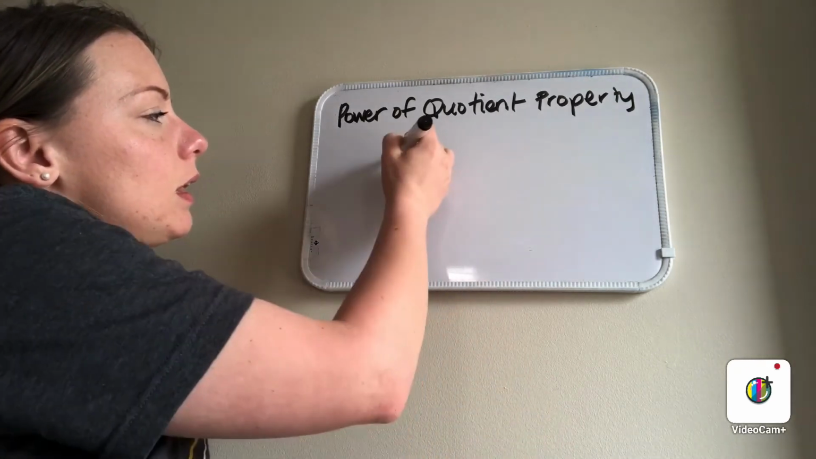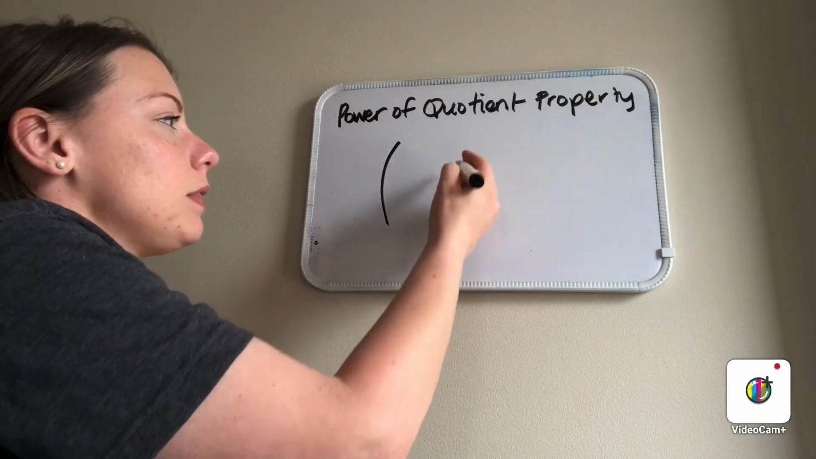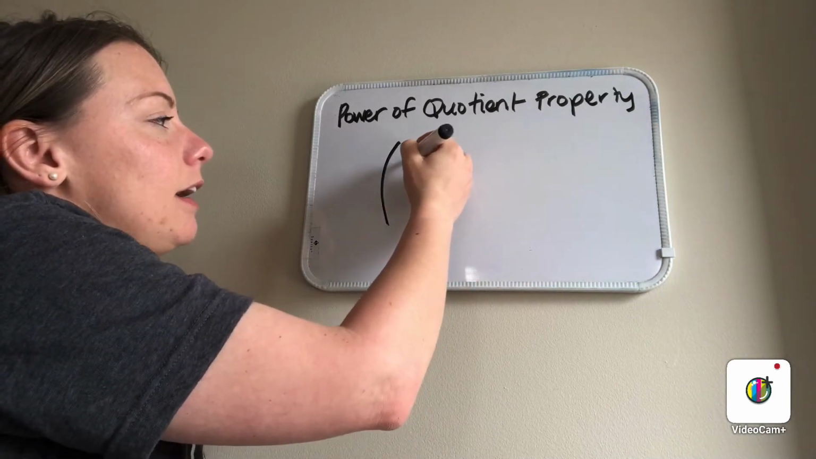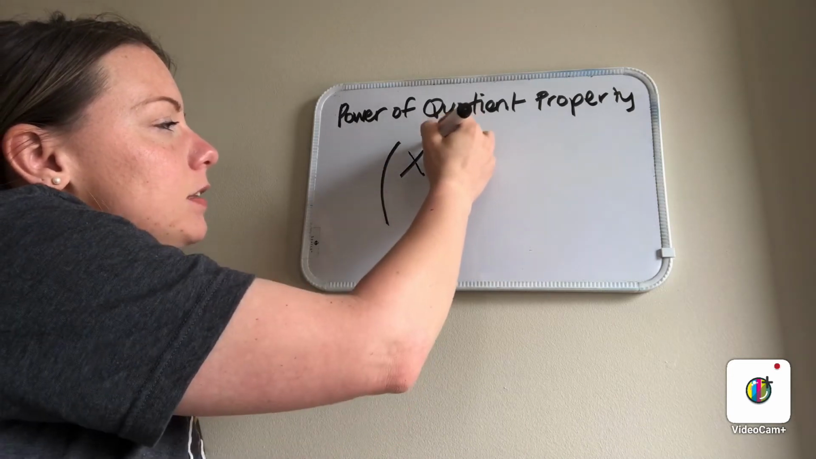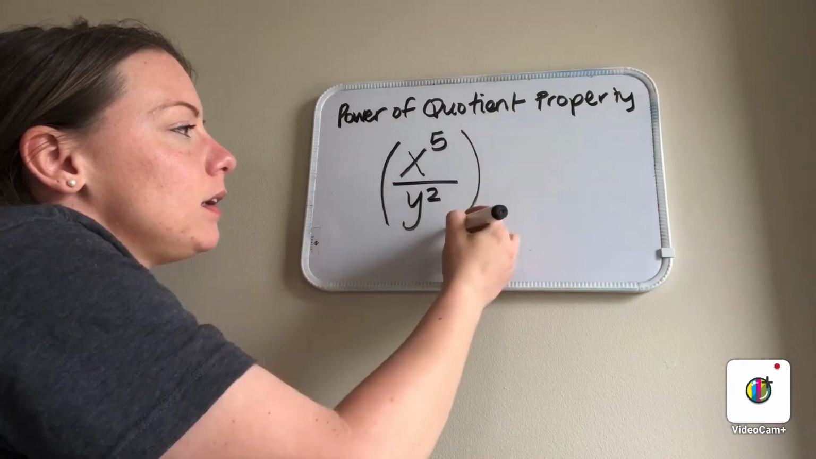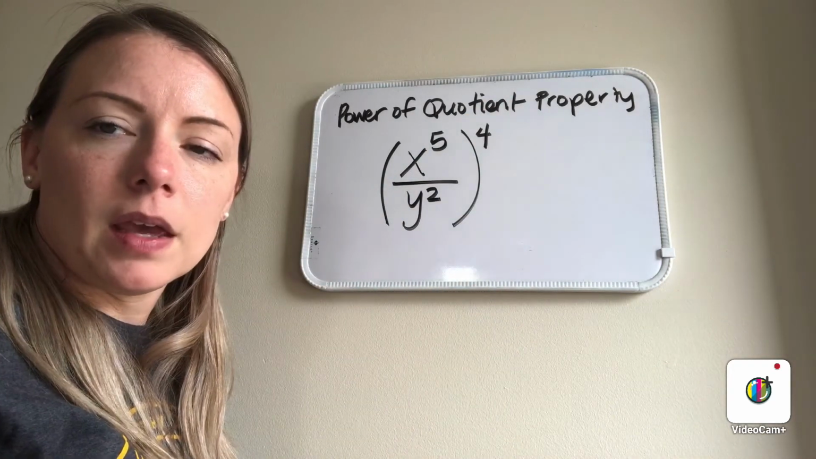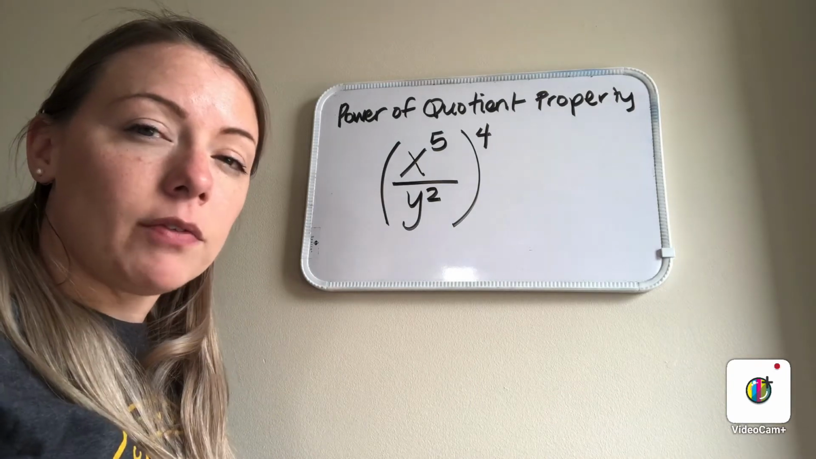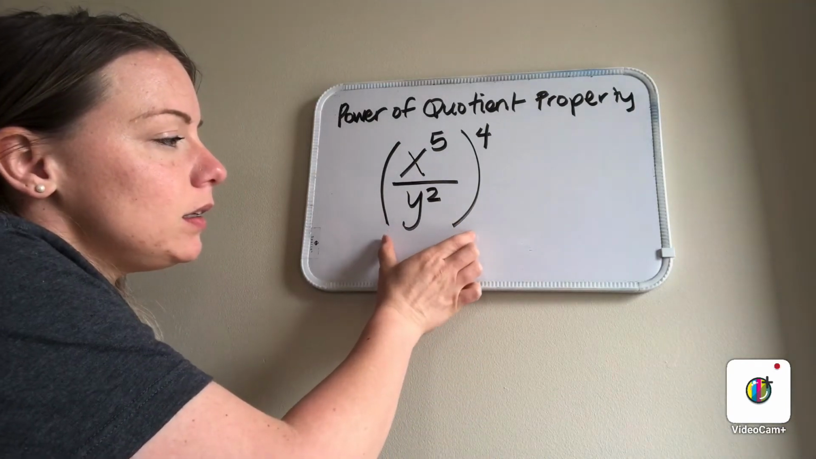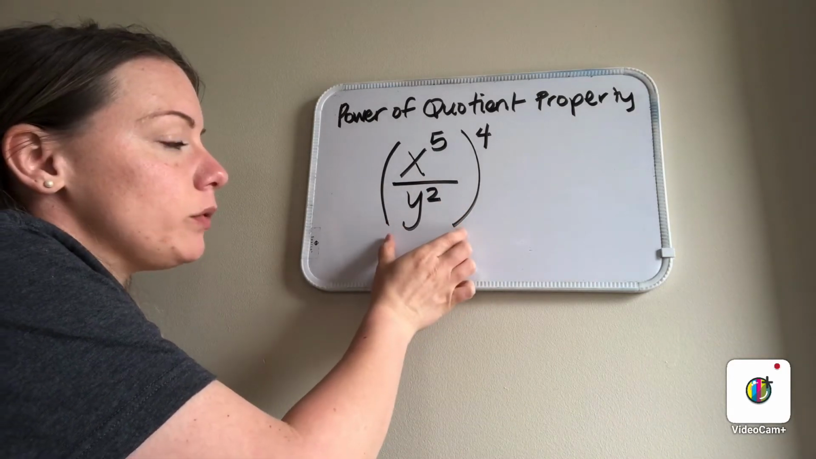So I have something in parentheses. Let's start off kind of small and say I have x to the 5th over y to the 2nd, and that's all raised to the 4th power. So I know that I have to use this rule because I have a power of something, and that's your red flag.